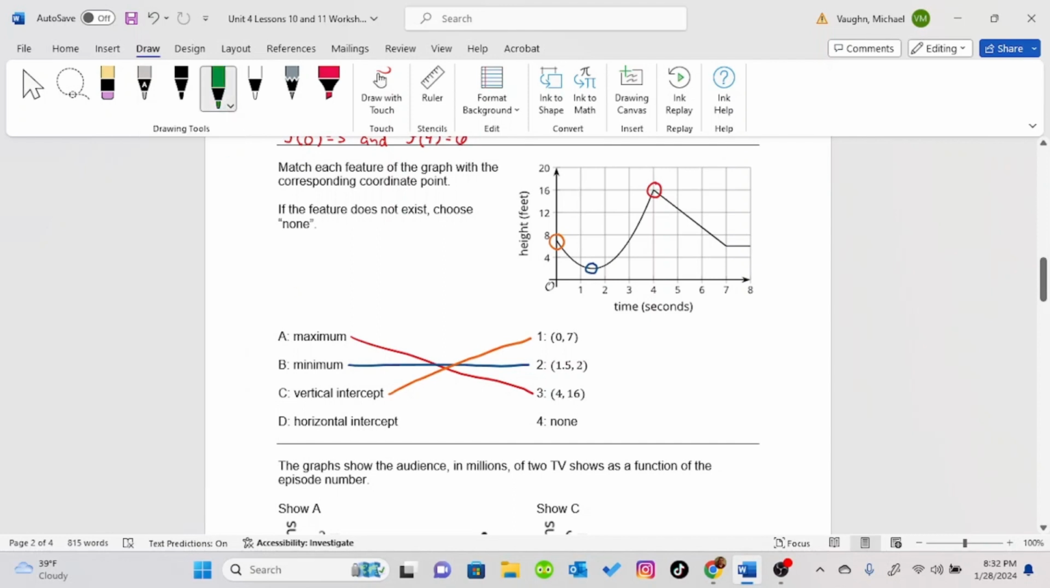And finally, D wants the horizontal intercept, which is the point where the graph crosses the x-axis, and we can see that our graph never goes all the way down to the x-axis. So D would match with choice 4.